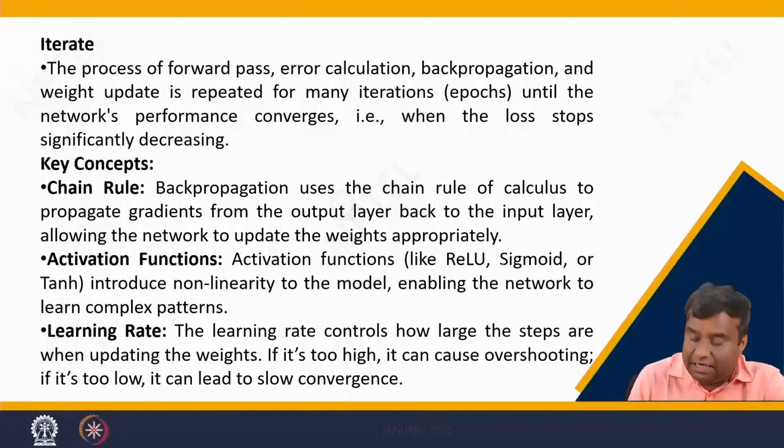Activation functions like ReLU, sigmoid, or tanh introduce nonlinearity to the model, enabling the network to learn complex patterns. Learning rate: the learning rate controls how large the steps are when updating the weights. If it is too high, it can cause overshooting. If it is too low, it can lead to slow convergence.